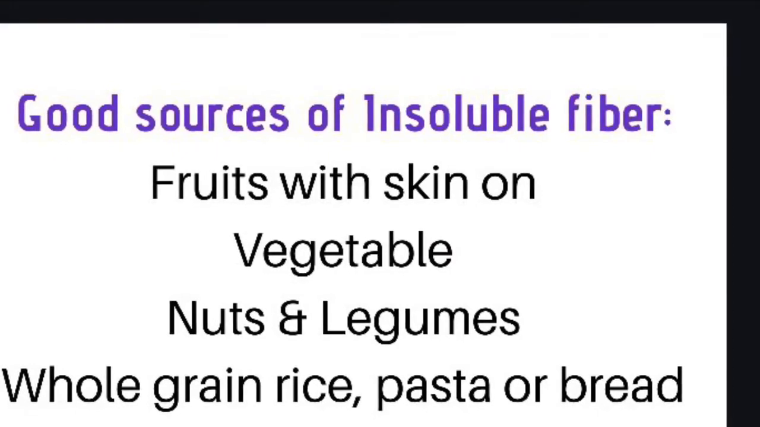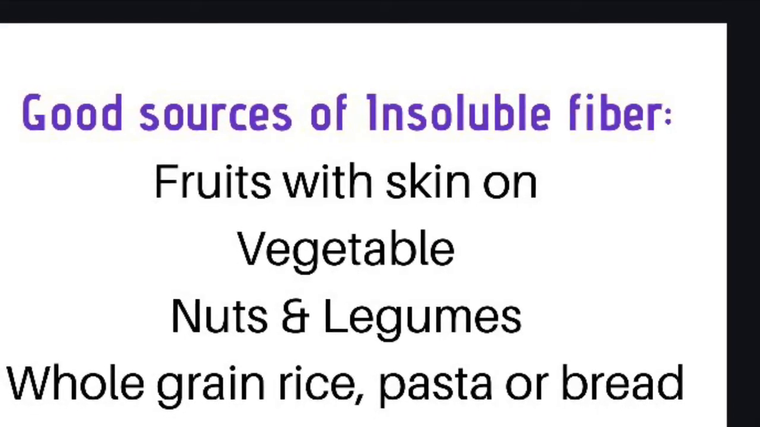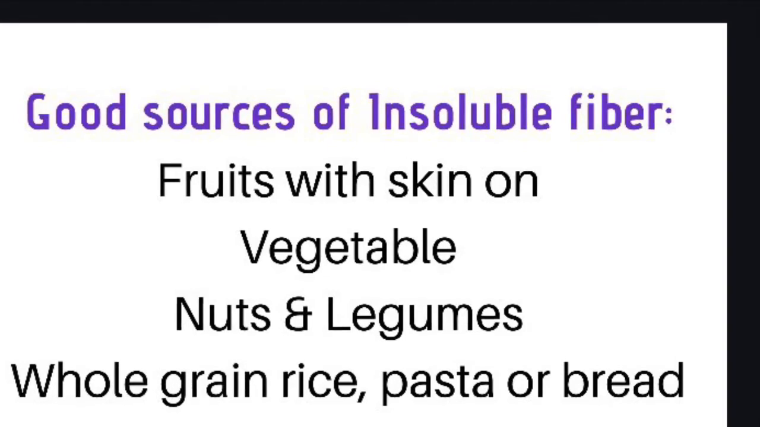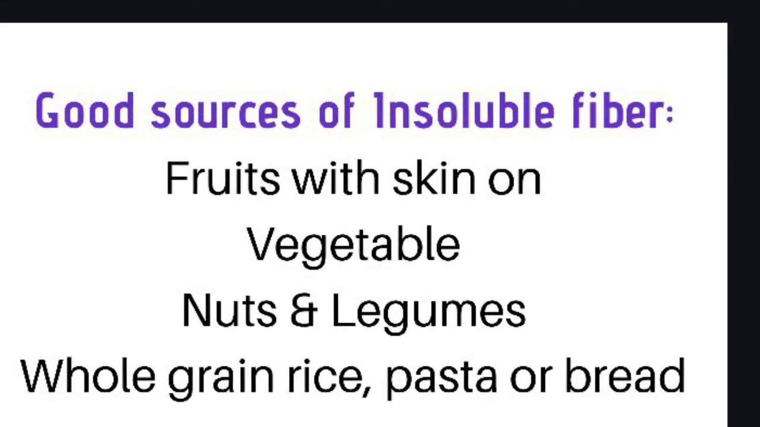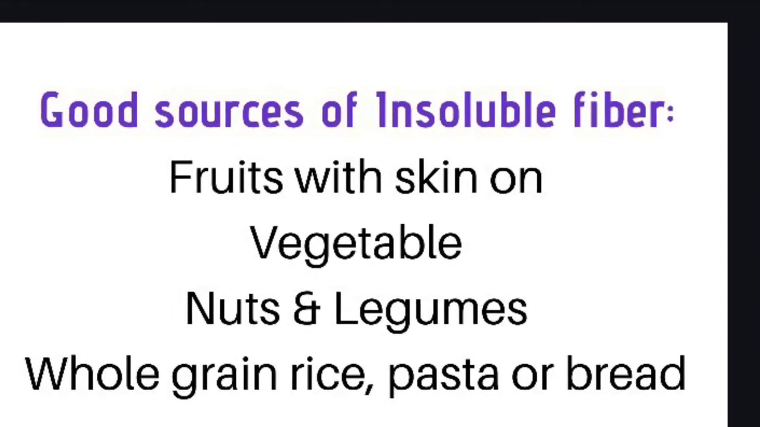Insoluble fiber, consequently, does the exact opposite of soluble fiber. Insoluble fiber actually helps to bulk up the stool, which increases how quickly it goes through your system, and this is going to be really good for someone who commonly experiences constipation because it gets things moving through you. Good food sources of insoluble fiber include fruits with skin on, uncooked vegetables, nuts, legumes, brown rice and whole grain pastas or breads or baking flour.